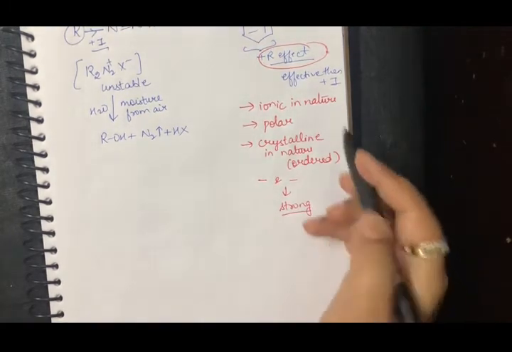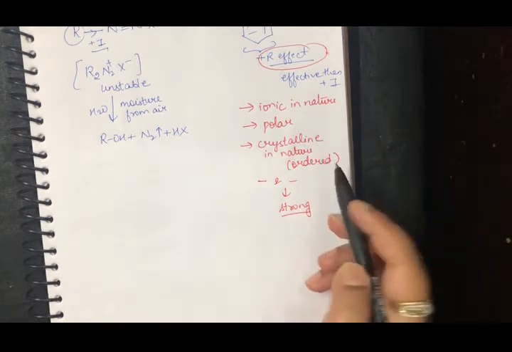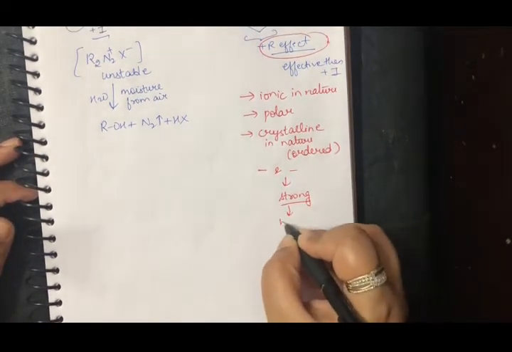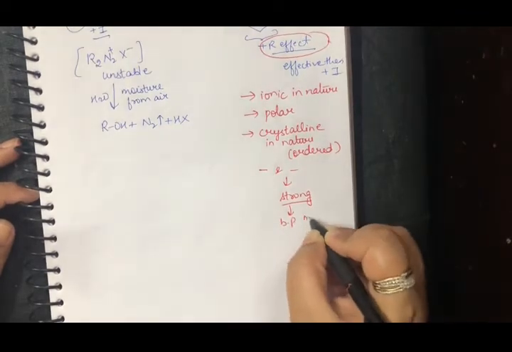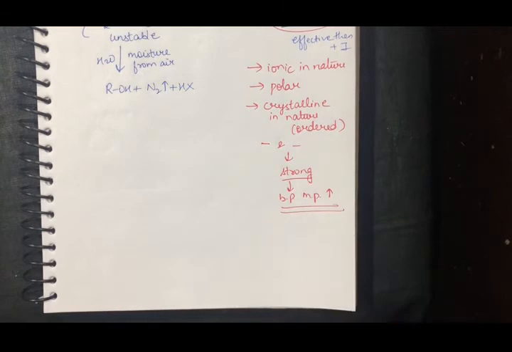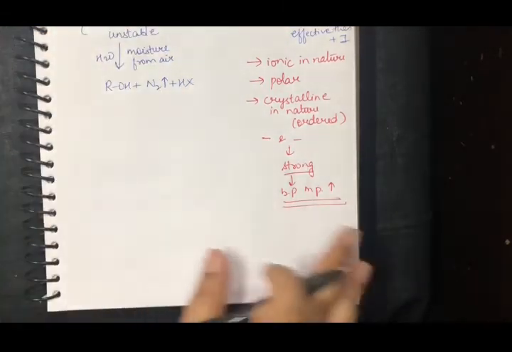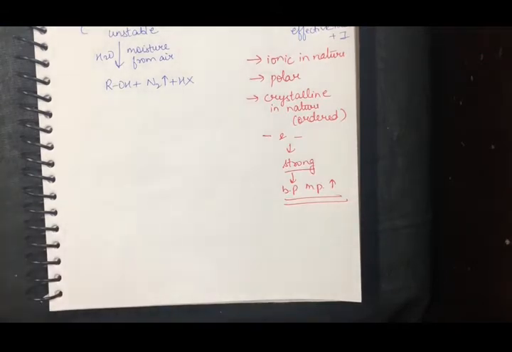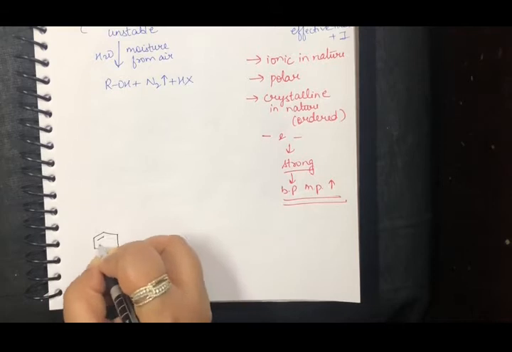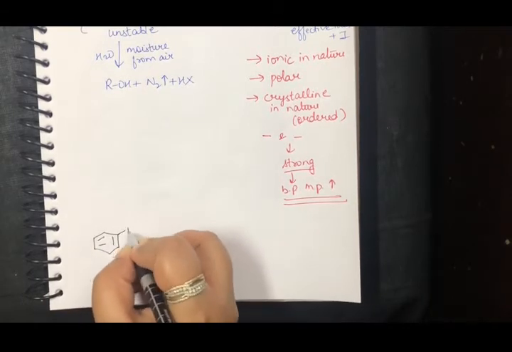And since it is ionic, it is polar, it has a crystalline nature, it is strong, it is definitely going to have boiling point and melting point in a very high region. So definitely the boiling point and the melting point of the benzene diazonium salts is going to be higher than the alkyl ones. Now apart from that, let's talk about the resonating structures in the case of aromatic diazonium salts.